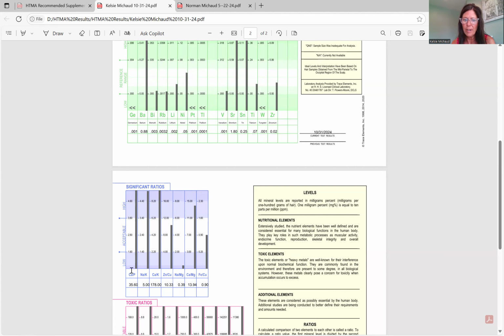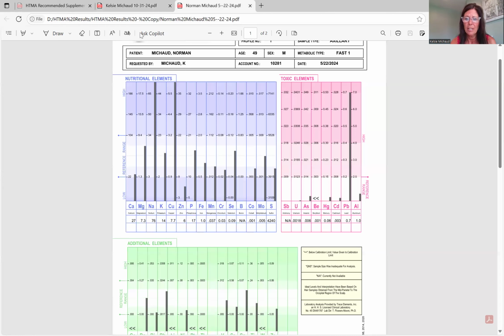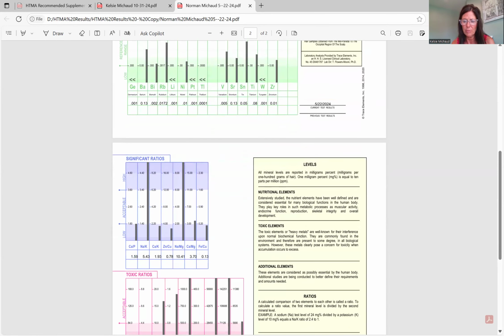This is our calcium to phosphorus, the first one in line here. This one is showing high. That's typical. This is all about our metabolism for calcium to phosphorus. That's showing definitely a slow metabolizer, whereas my husband is a fast, and you'll see that his is much lower. So that's how this one tells us about our metabolism.